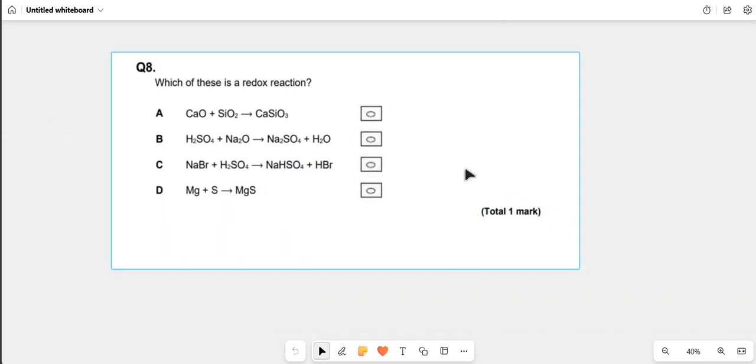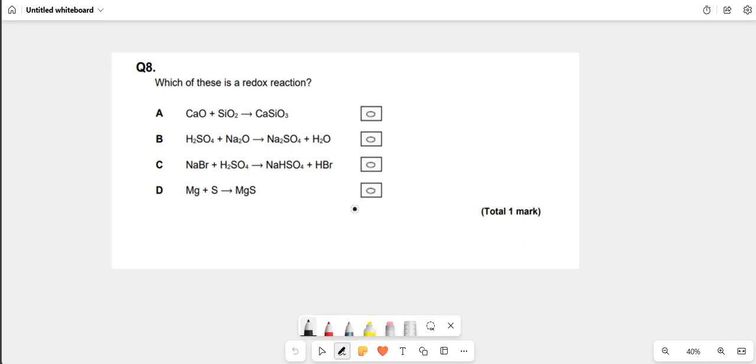Which of these is a redox reaction? So redox, again: something has to be reduced, something has to be oxidized. This is obvious, it's very bait. But what I'm going to do is tell you right now which one it is, but just skip to the next question if you don't want to see the other ones. I'm going to leave it in just in case some people want to see.